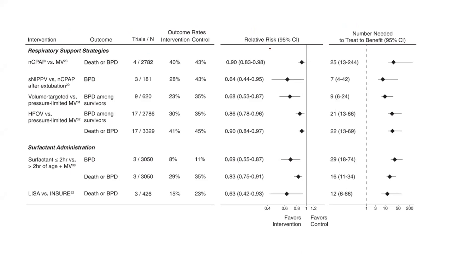That's a summary of all the topics that we already covered, the preventive measures, and you can see all of them. It's in favor of that intervention. And here you can see the variable number of trials: 4 trials, 3 trials, 9 trials, 17 trials, and you can look at them separately.